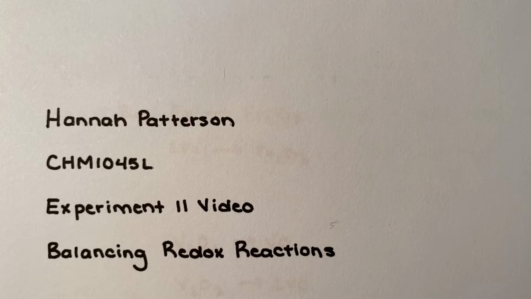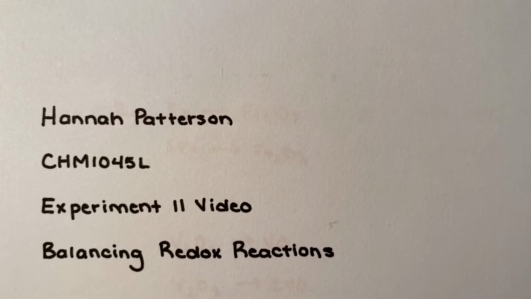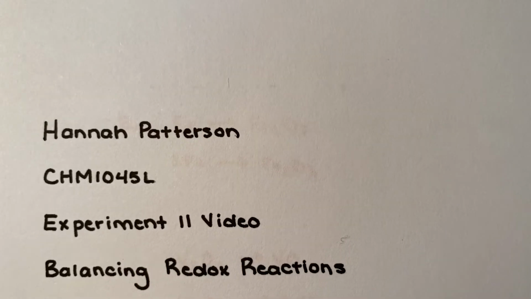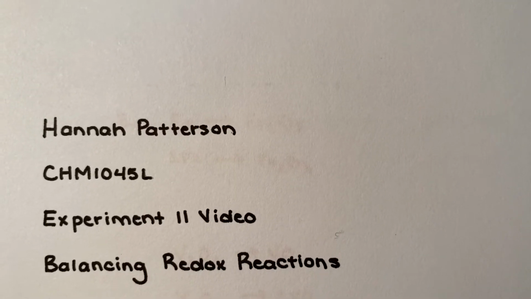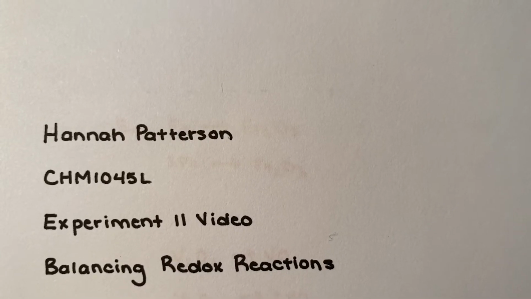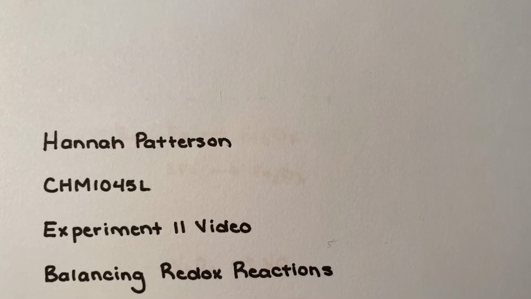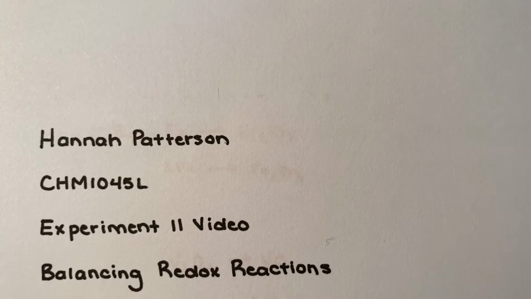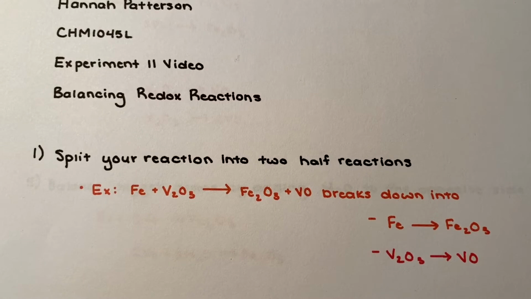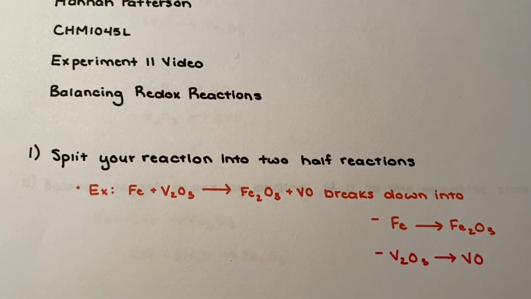I'm going to be explaining how to balance redox reactions. First, it is important to understand what a redox reaction is. That is where we have a chemical reaction in which one of the reactants is reduced while the other is oxidized. For step one, we are going to have to split our reaction into two half reactions.